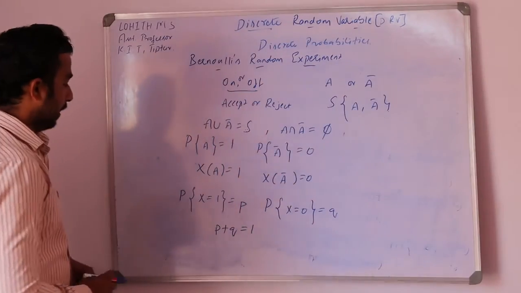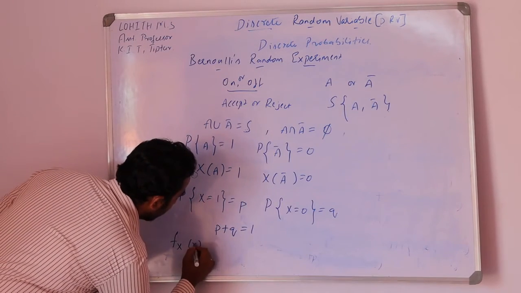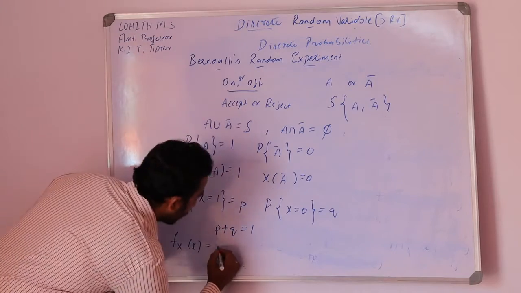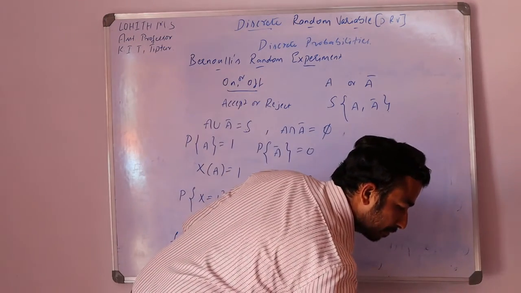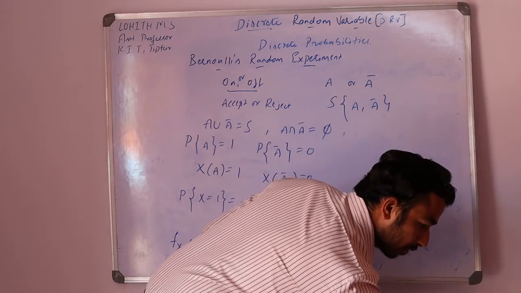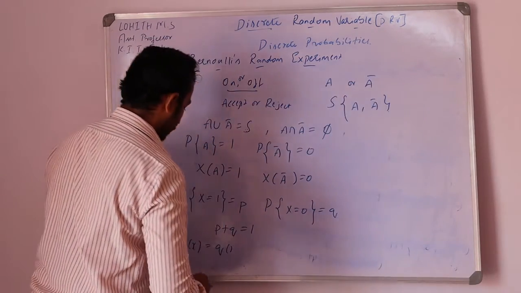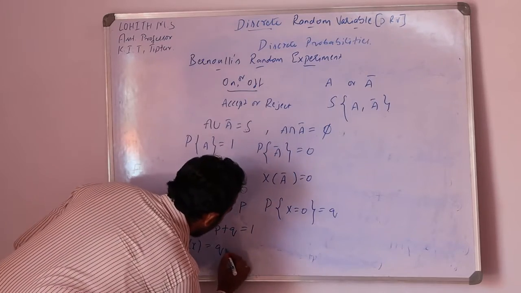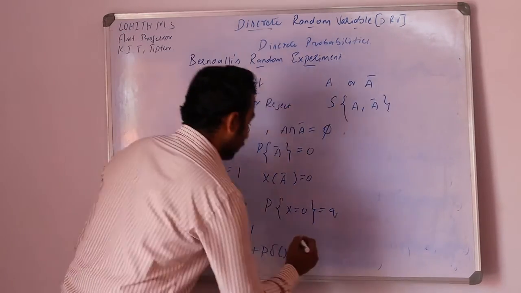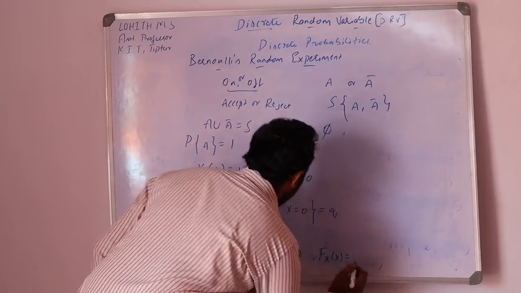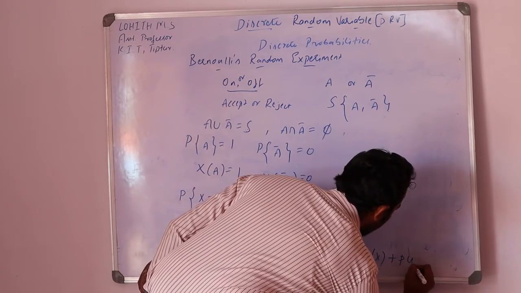So here we can write the probability density function as f(x) of x is equal to q delta of x plus p delta of x minus 1, and the cumulative distribution function f(x) of x as q u of x plus p u of x minus 1.